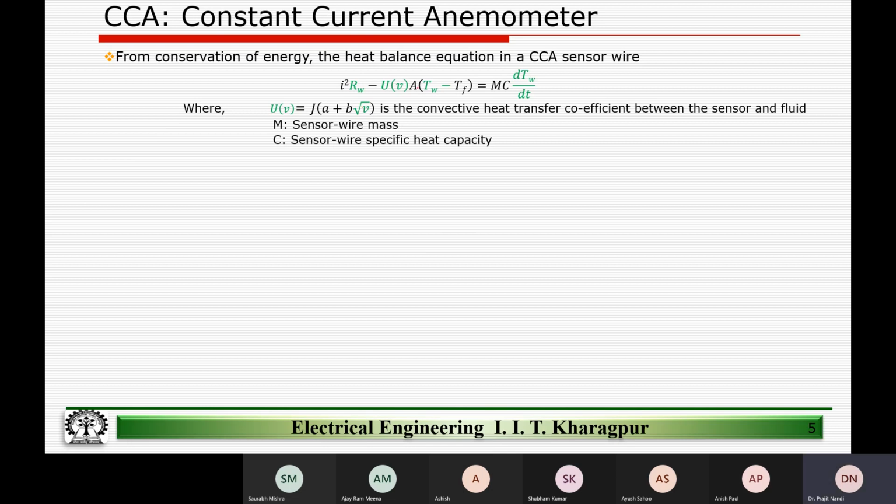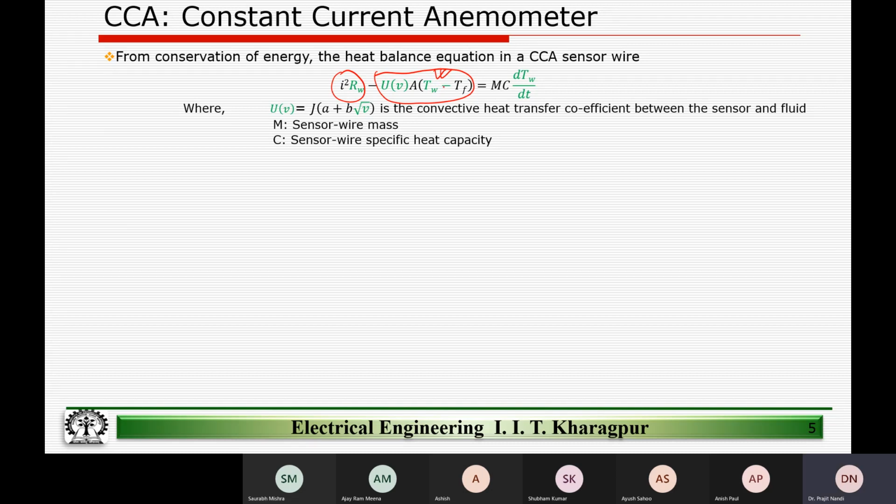So UV multiplied by A and the temperature difference, TW minus TF. TW keeps on changing, right? As the fluid velocity changes, TW is changing. We are letting it change. And that equals, so basically, this is the heat that is generated in the wire. This portion of the heat is being dissipated in the fluid, right? Because the fluid is flowing, we are losing some amount of the heat energy in the fluid. So this portion of the equation tells us that part of the story.